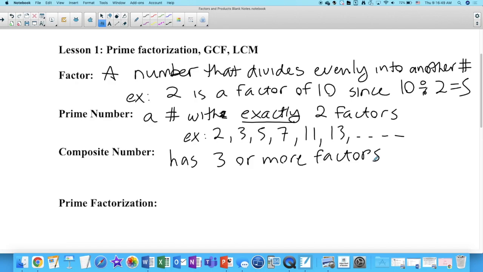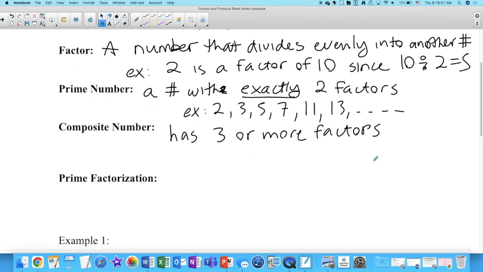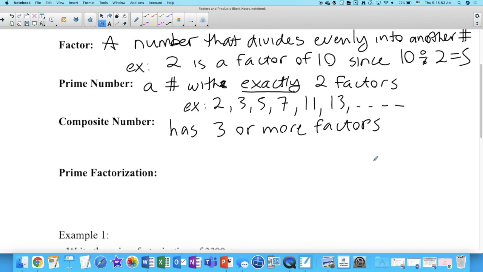And do you guys know the one number that doesn't fit into any of these categories? Yep. 1. 1 only has 1 factor, right? So it doesn't have exactly 2, and it doesn't have 3 or more. So 1 is sort of in a set all by itself, okay? 1 is the loneliest number, they say.